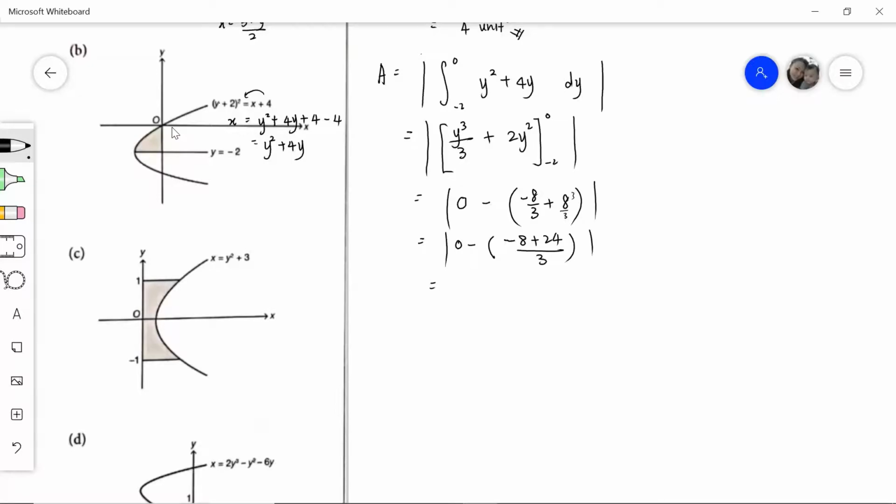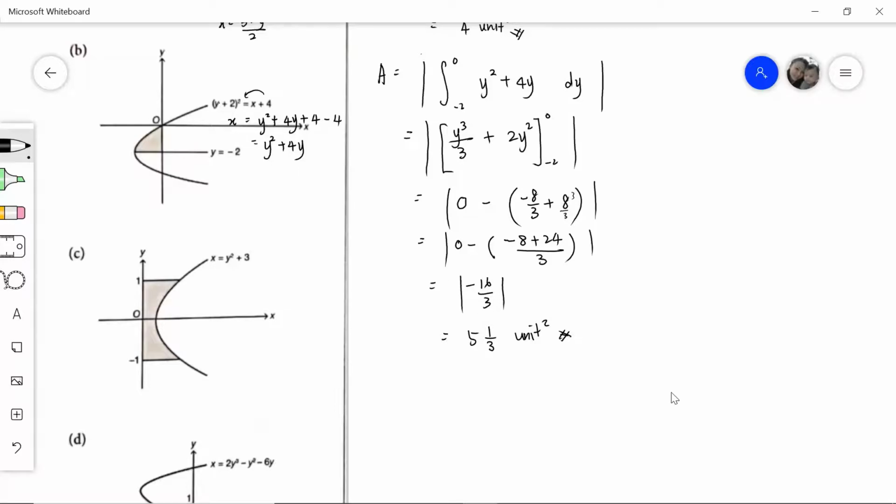Positive 16, okay? 16 over 3. And then 0 minus 16 over 3, we have negative 16 over 3 and modulus it. So we can change it to a positive 5 and 1 over 3 units squared. So that's it for the area for this shaded region in B.